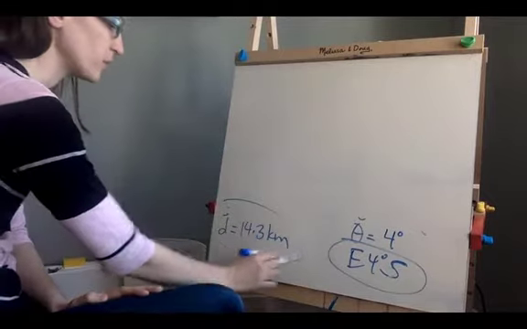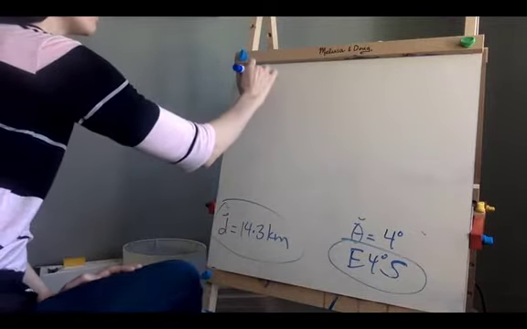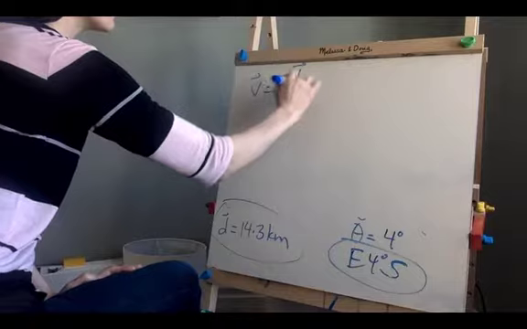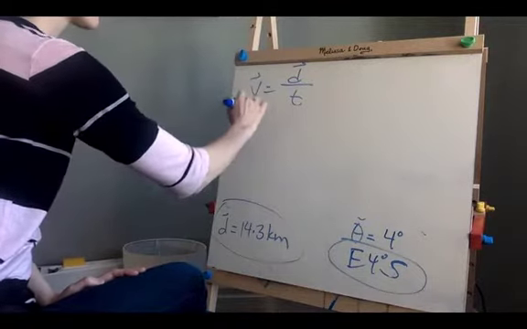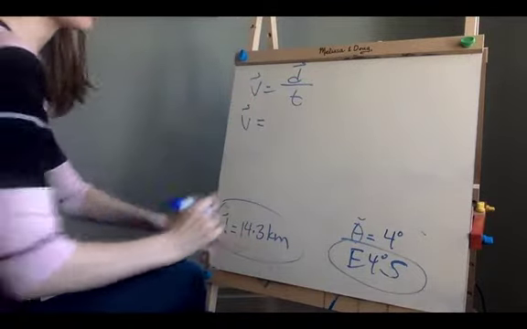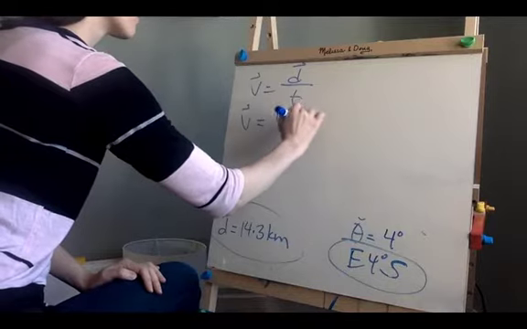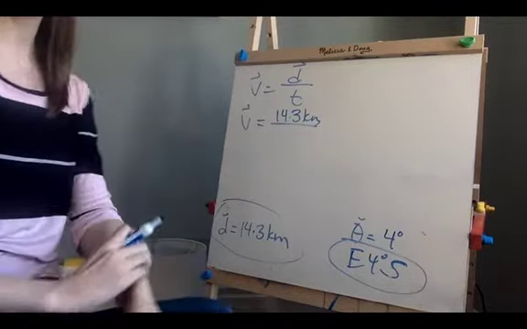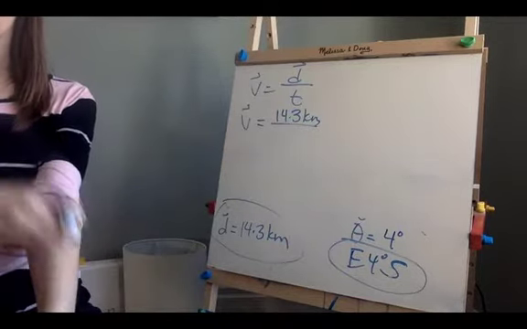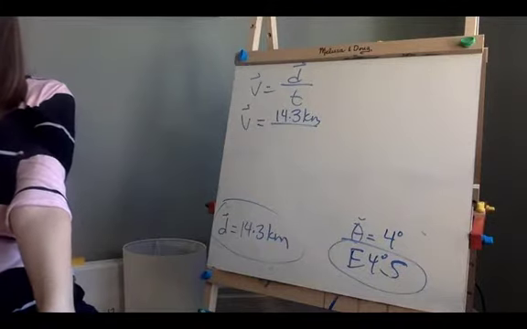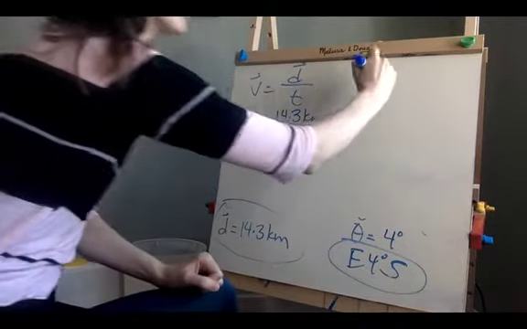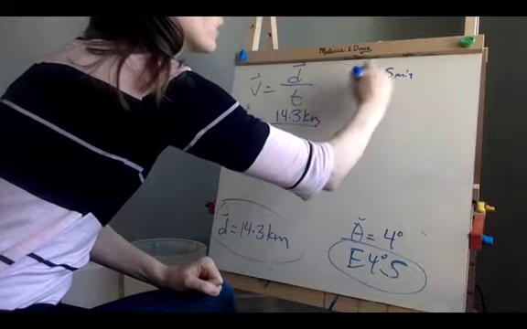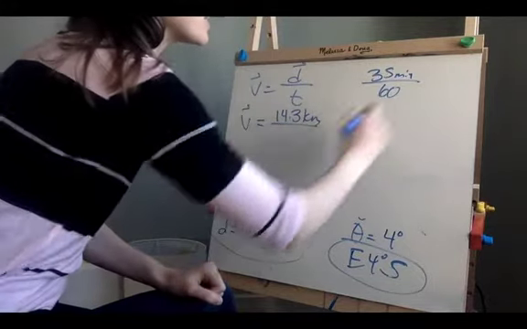Okay, that was the displacement. So to find our velocity, velocity is equal to displacement divided by time. The displacement is 14.3 kilometers. The time was 35 minutes. Okay, so the question asked us to give it in kilometers per hour as well as meters per second. So again, to get your 35 minutes into hours, you can just divide by 60, right?